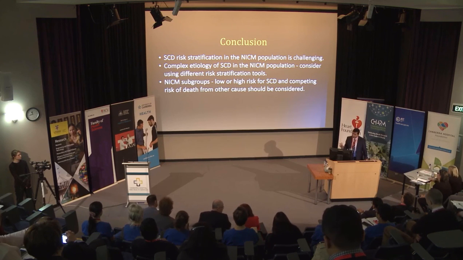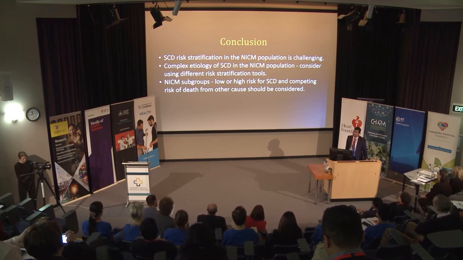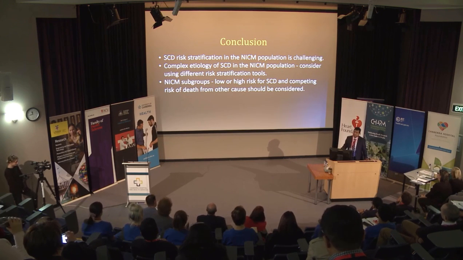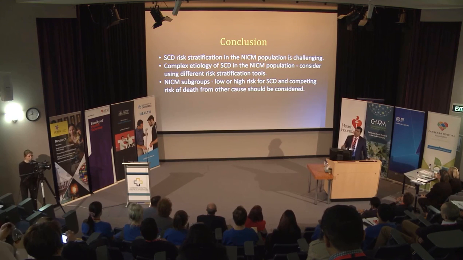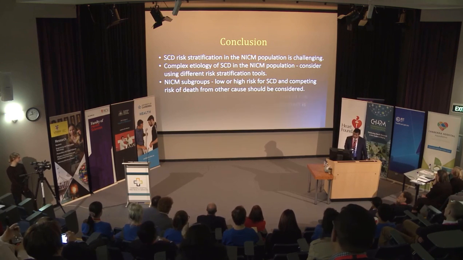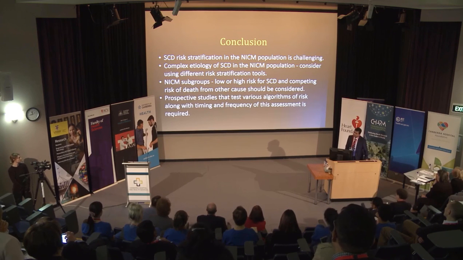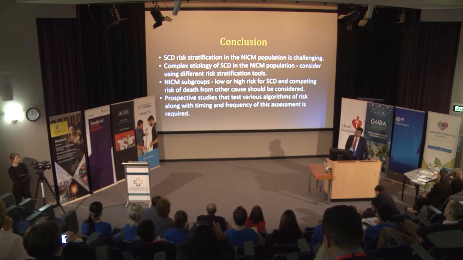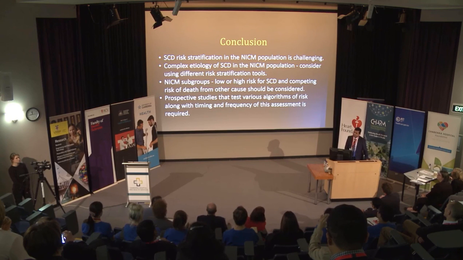However, it's important to realize the competing risk of death from other causes, which has to be considered, like multiple other comorbidities, renal failure, and malignancy these patients might have. Prospective studies that test various algorithms of risk, along with the timing and frequency of this assessment, are required. I'd like to conclude here and I'll open for questions.